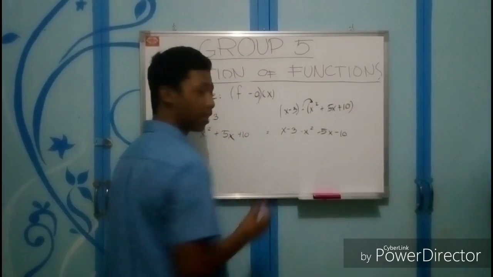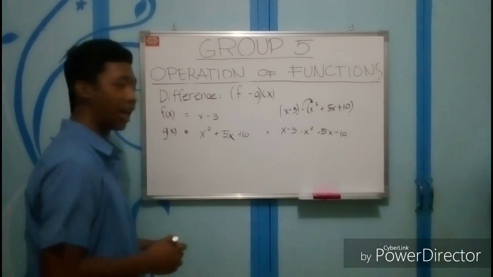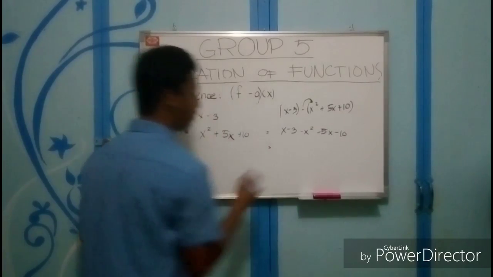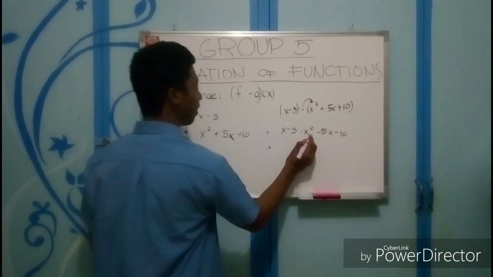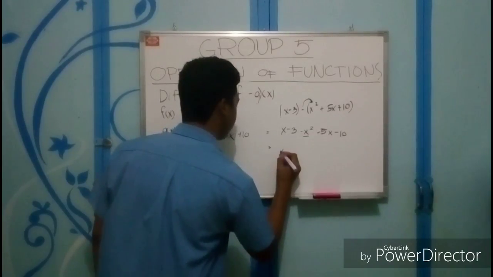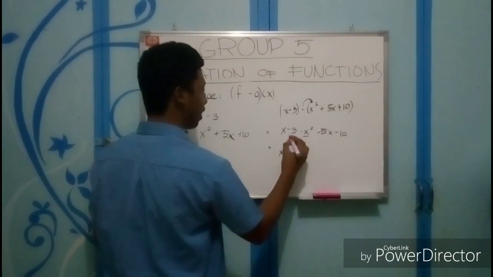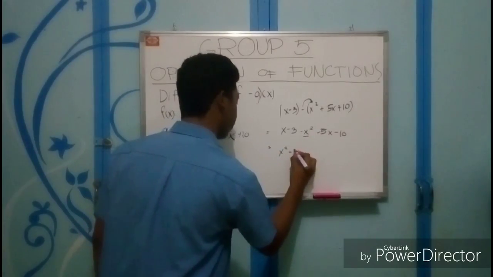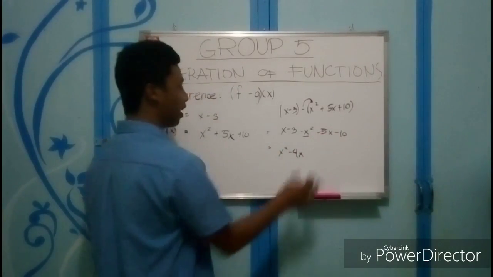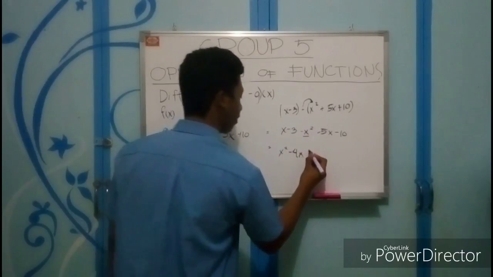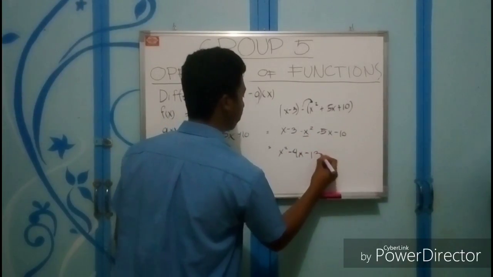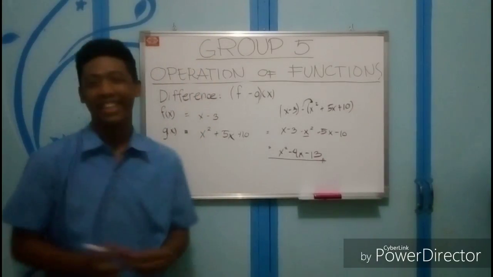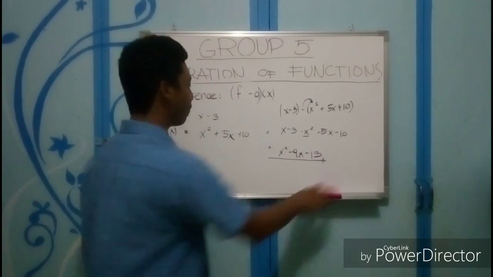What will happen next after that? You're going to simply add like terms. For those who don't have like terms, you just simply copy it, like the x squared. Simply copy it and add the negative 5x and x, that will become negative 4x. And then the negative 3 and negative 10 become negative 13. And that will be your final answer. Still didn't get it? I have another example for you.